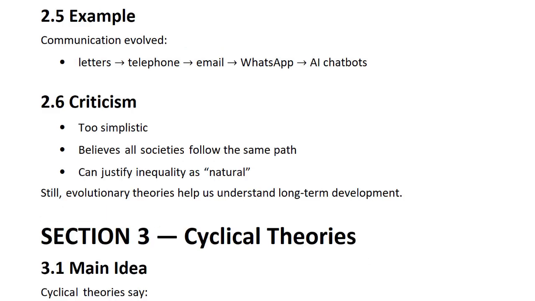An example of evolutionary theory is how communication evolved, from letters to telephones to emails to WhatsApp to AI chatbots. The criticism of evolutionary theory is that it is too simplistic. It believes all societies follow the same path, and evolutionary theory can justify inequality as natural. Still, evolutionary theories help us understand long-term development.